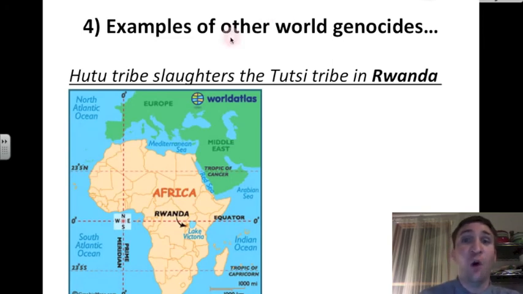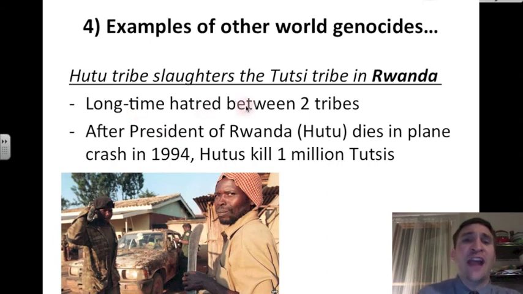A fourth example of a world genocide was when the Hutu tribe slaughters the Tutsi tribe in an African country called Rwanda. Here is Africa. In the center of the continent is Rwanda, right here by Lake Victoria, right by the equator. There is a long-time hatred between these two tribes, and after the president of Rwanda, who is Hutu, dies in a plane crash in 1994, the Hutus kill 1 million Tutsis. And here are 2 Hutu fighters. He has a big, sharp blade with him.